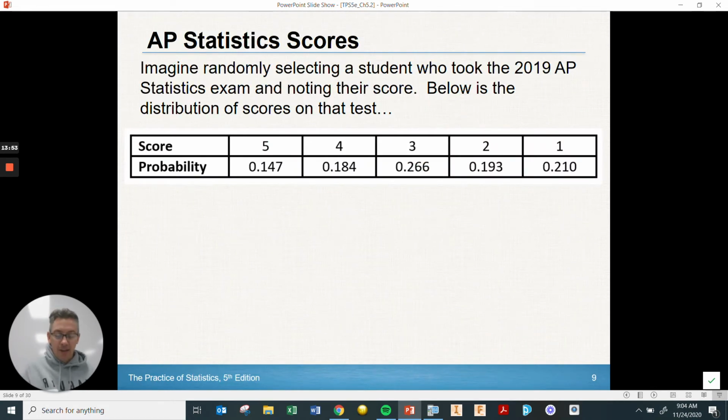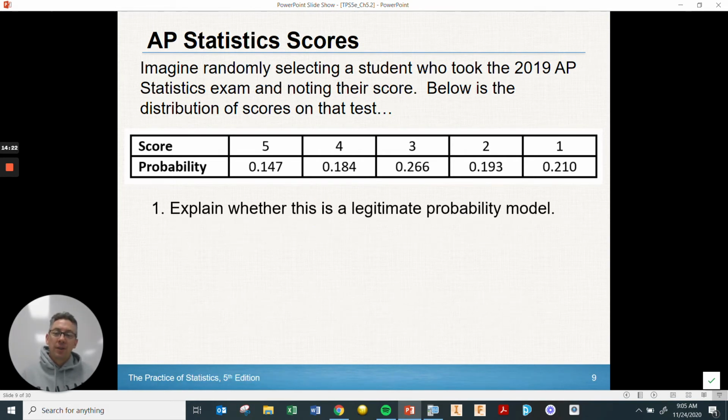So here's our final example. We're going to take a look at a probability model for what happens when people take the AP exam. This is the probability distribution of all the scores on the 2019 AP Stats exam. You guys know, on any AP exam, the best score you can get is a 5, the lowest score you can get is a 1, so you can get a 5, 4, 3, 2, or 1. These are the proportions of people that got each of those scores.